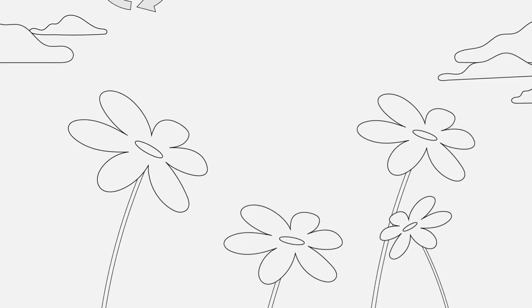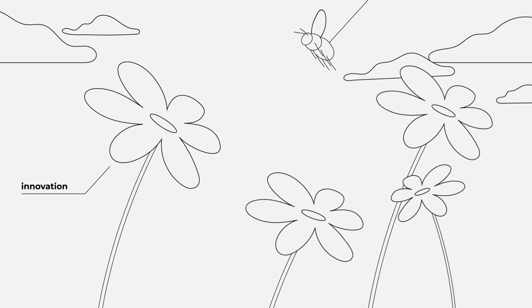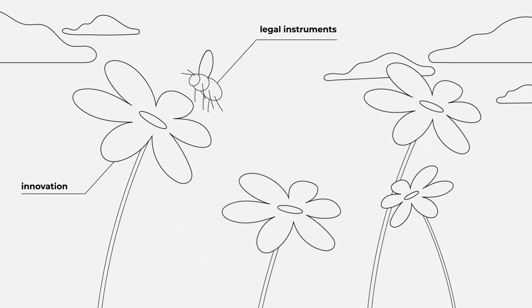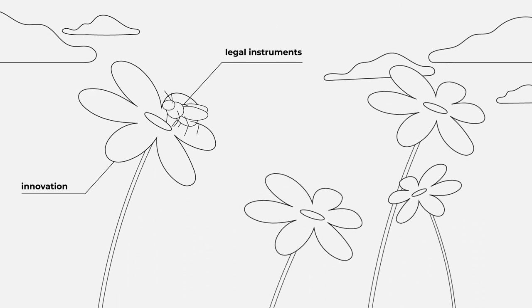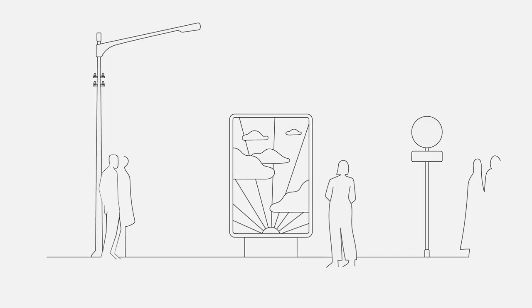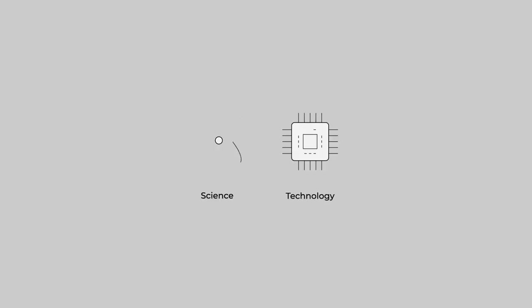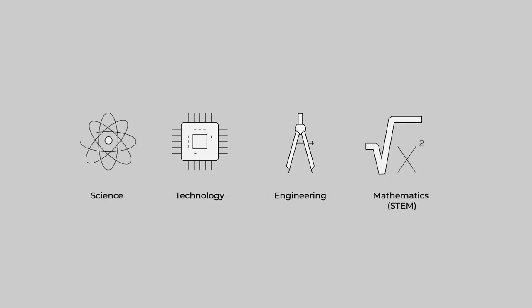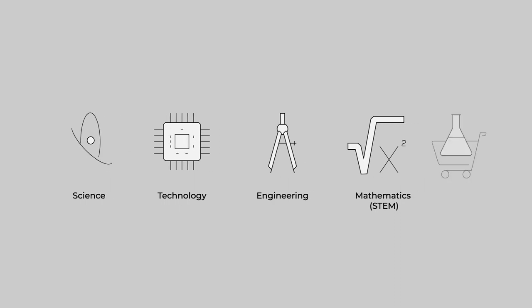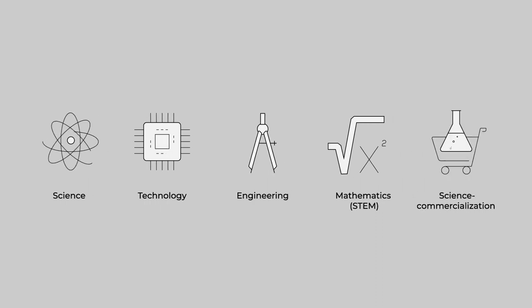circular economy. The overall goal is achievable by creating an environment for rapid innovations, supported by legal instruments in many fields. Society: informative campaigns inviting citizen engagement. Science: promotion of science, technology, engineering, and mathematics programs at universities, and the introduction of a substantial science commercialization program.